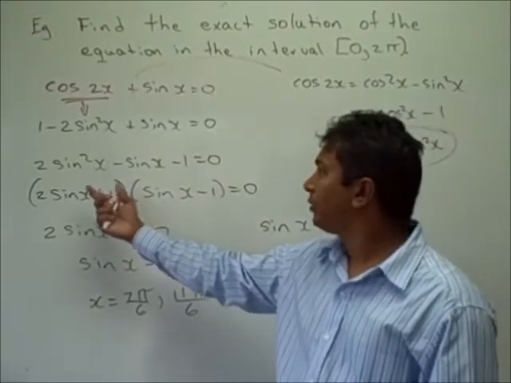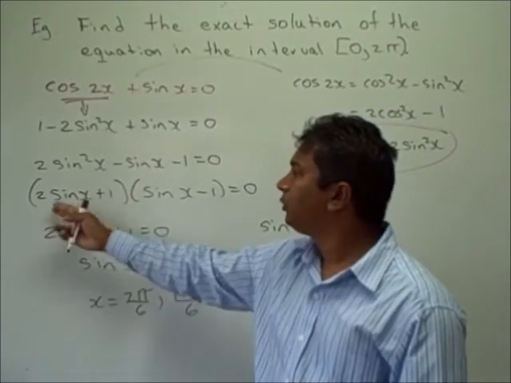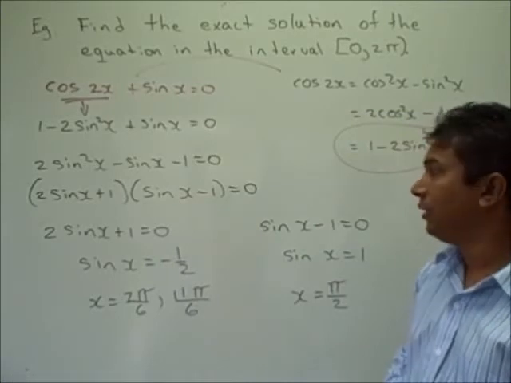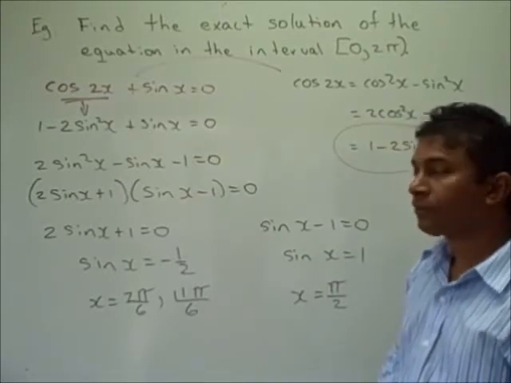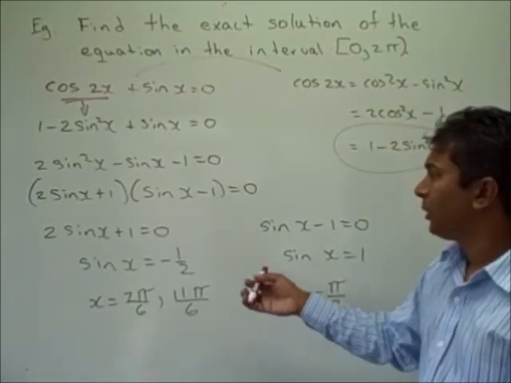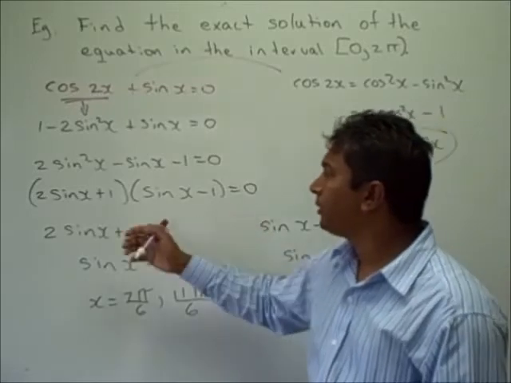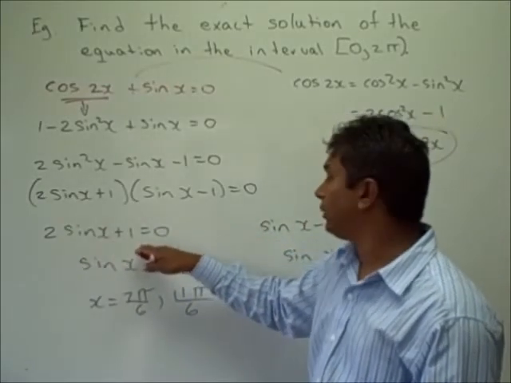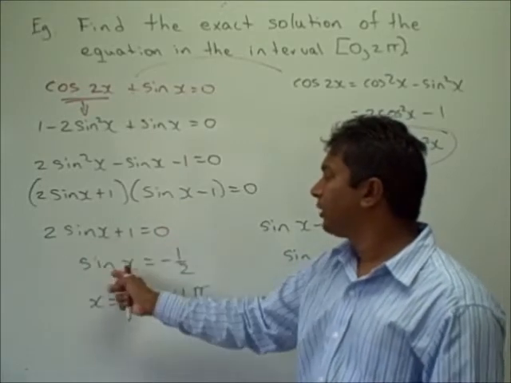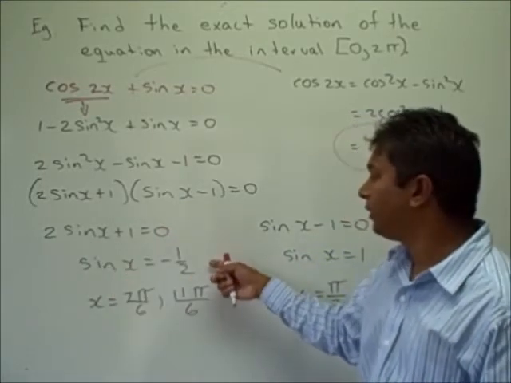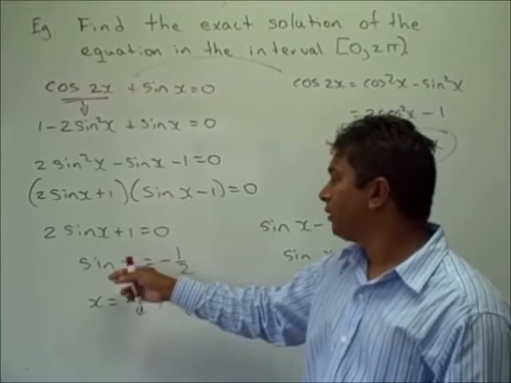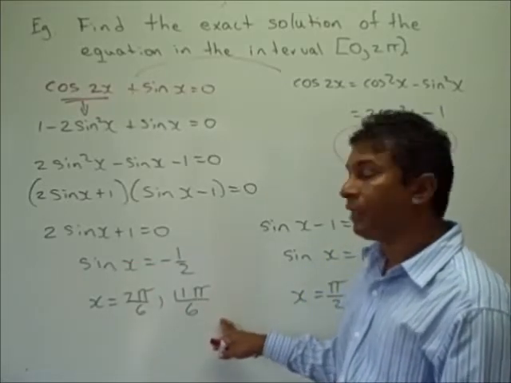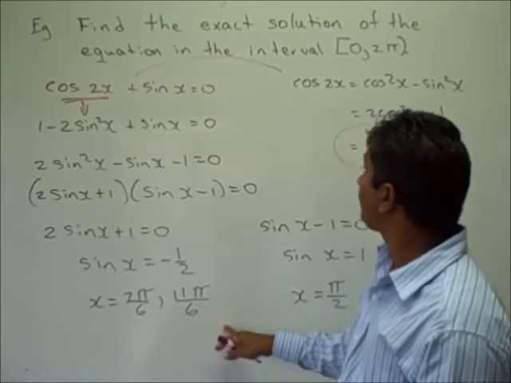We can further factor this trinomial. So now we have 2 sine x plus 1 times sine x minus 1 is equal to 0. Now we can use our zero factor property again and set each factor equal to 0. So we have 2 sine x plus 1 is equal to 0, which gives us sine x is equal to negative 1/2. So the arcsine of this would be 7 pi over 6 or 11 pi over 6.